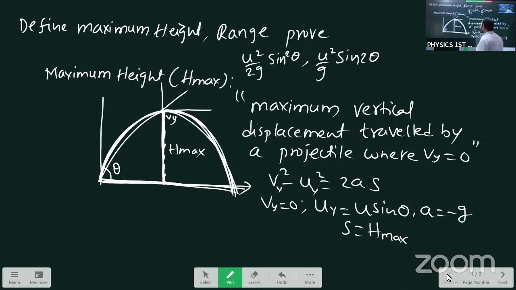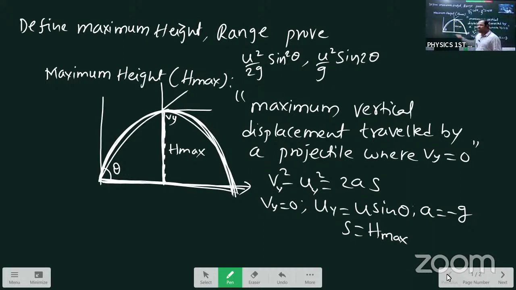What is the maximum height? Maximum height derivation and range derivation, each in 4 steps. Now I'm saying maximum height. The diagram is your choice; for the diagram there is no mark. For maximum height, what do you draw? Because from this diagram only we get all the derivation.